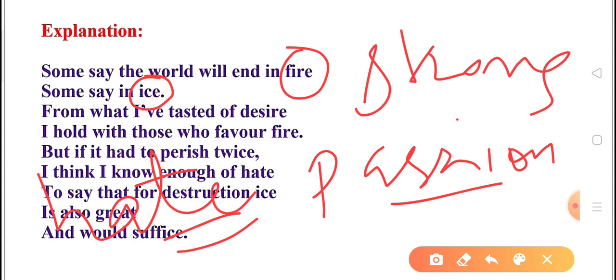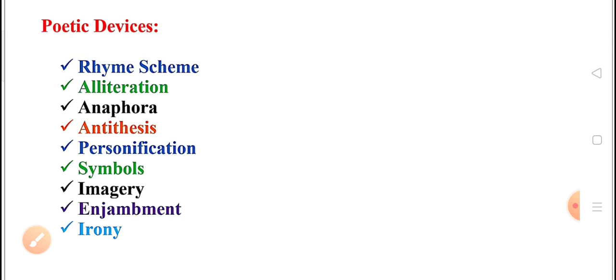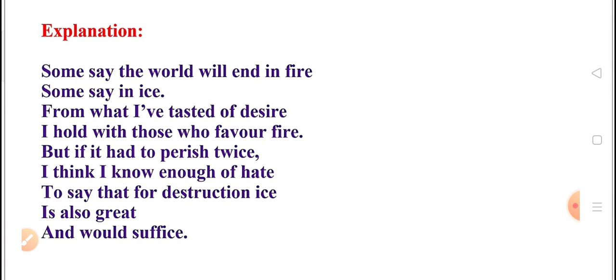Next one is imagery. In imagery also, fire and ice both are examples, because we can visualize fire and we can visualize ice also. So whatever things we can visualize, they become part of imagery.